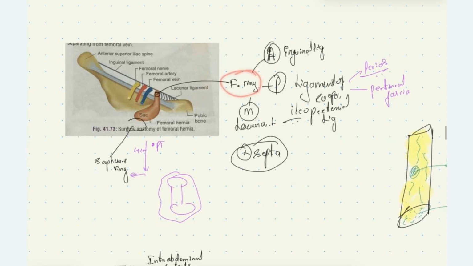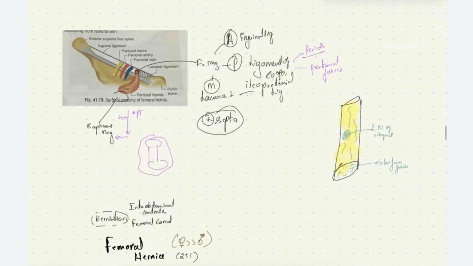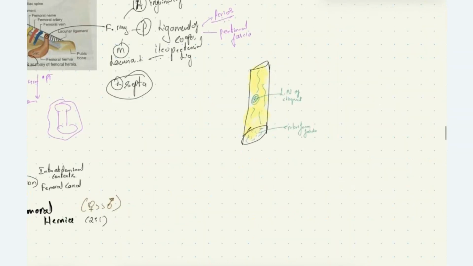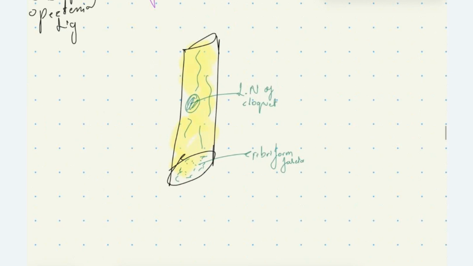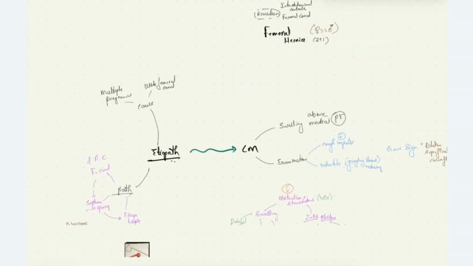Starting from the femoral ring, the canal extends up to the saphenous opening, the saphenous ring, where our greater saphenous vein pierces the deep fascia and drains into the femoral vein. The saphenous ring is present 4 cm below and lateral to the pubic tubercle. Inside this femoral canal, we have fat, lymphatics, and the lymph node of Cloquet. This is about the surgical anatomy of the femoral canal.